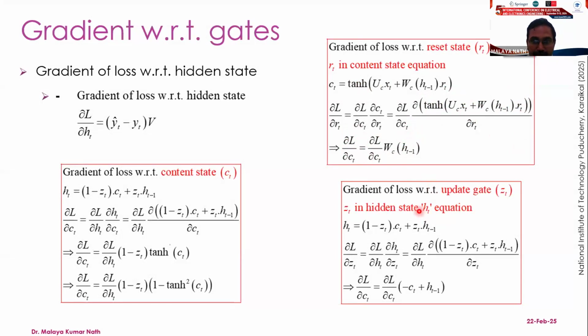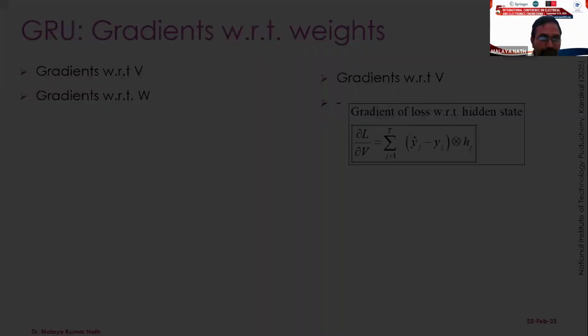Then the gradient of loss with respect to the update gate, that is equal to zt. The derivative of loss with respect to zt is the derivative of loss with respect to ht and the derivative of ht with respect to zt. Already we know what ht is from before, that is equal to (1 minus zt) into ct plus zt into h of t minus 1. This value is substituted in this expression and the derivative is calculated, and this boils down to this simplified expression.